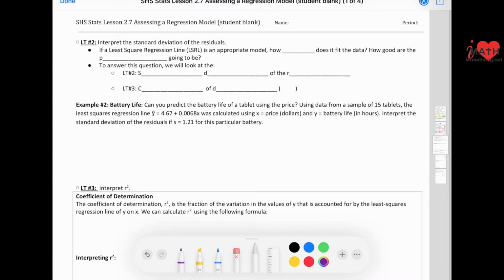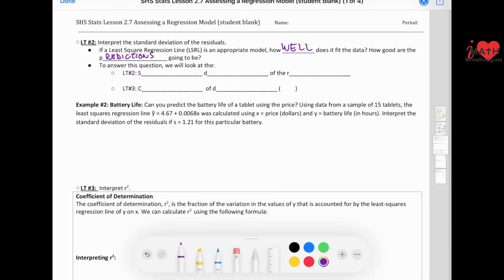All right, page number 3 now. We're moving on to learning target number 2. Learning target number 1, we're just talking about the residual plot. Learning target number 2 is interpret the standard deviation of the residuals. If the least squares regression line, LSRL, is an appropriate model, the question is how well does it fit the data? How good are the predictions?